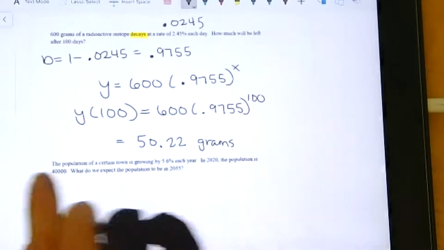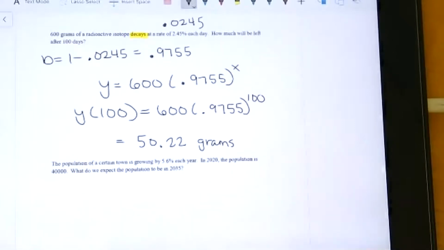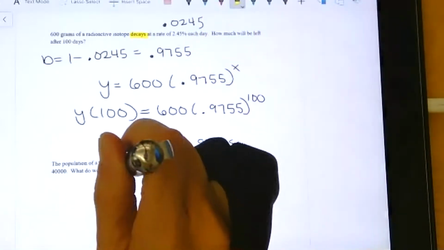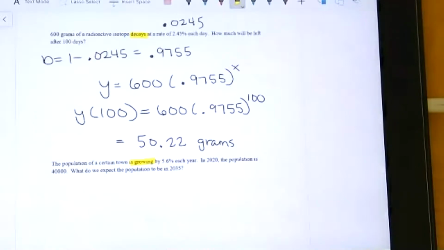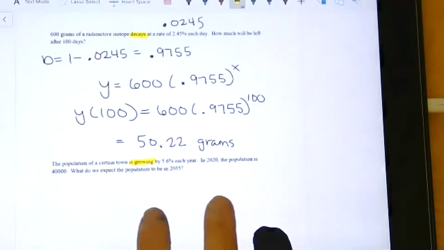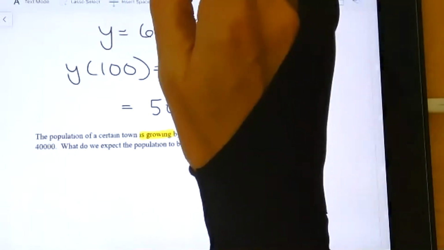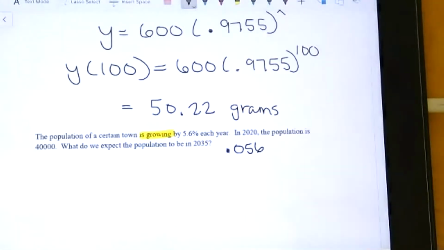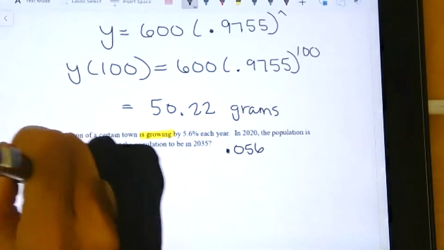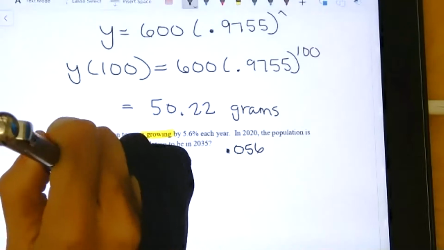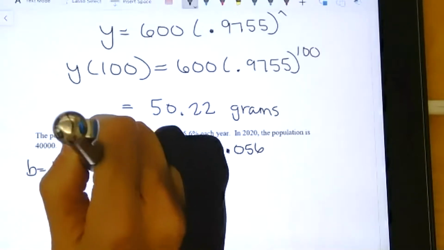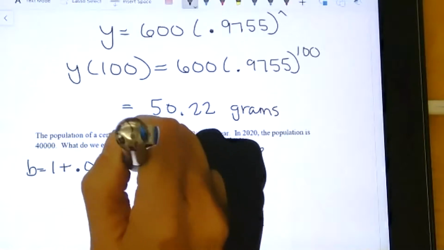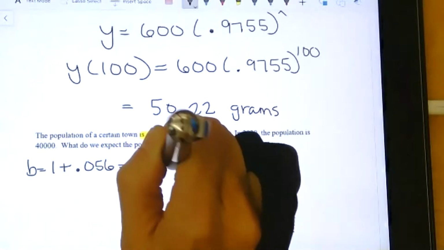Okay, our last example is population. The population of a certain town is growing. So this is growth. Growing means it's increasing by 5.6% each year. 5.6% is 0.056. That's what 5.6% is in decimal form. So since we are growing, we're going to do 1 plus 0.056. That's going to be 1.056.